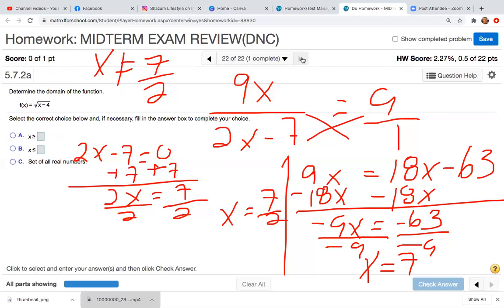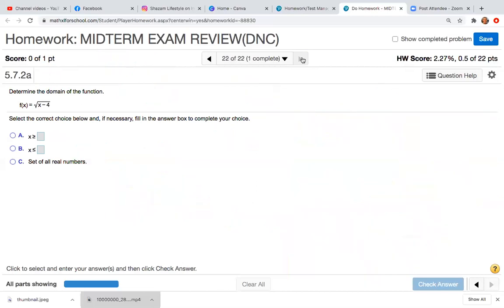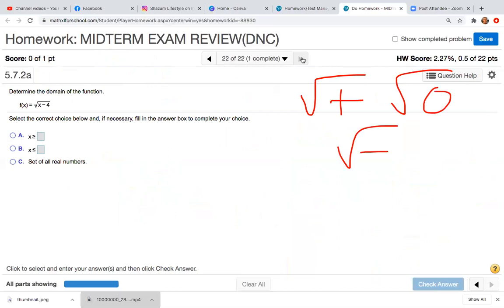Clear this out. Oh, guys, we're on the last question. And this question is asking for the domain. When we talk about the square root, guys, you have to be able to take the square root of positive values or the square root of 0. You cannot take the square root of a negative. That's impossible, okay? That's what leads to the imaginary numbers. And so on this one right here, everything inside the square root must be greater than or equal to 0.